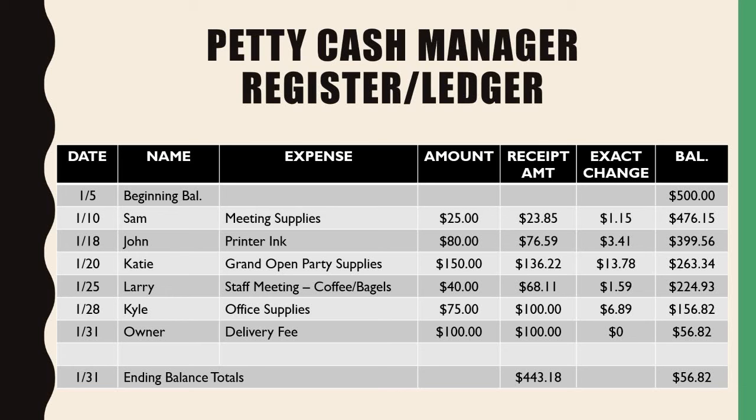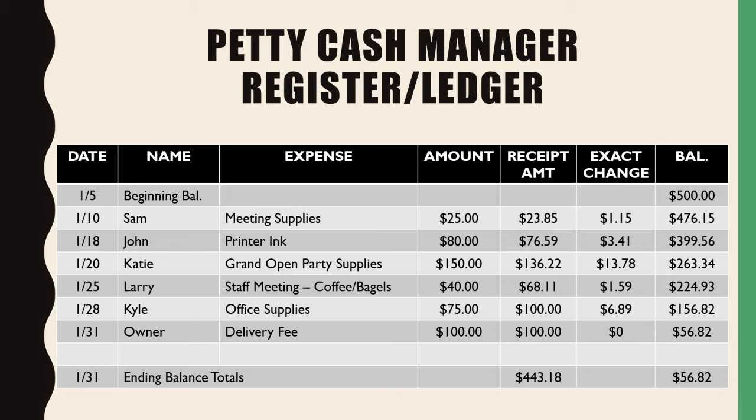Obviously, we'll talk about payroll in chapter 12. Payroll is going to be a completely separate thing. This isn't for you to collect your tips. This is meant for minor business expenses. So things like, if you had a grand opening party, if you had a staff meeting, or you need to buy some office supplies.